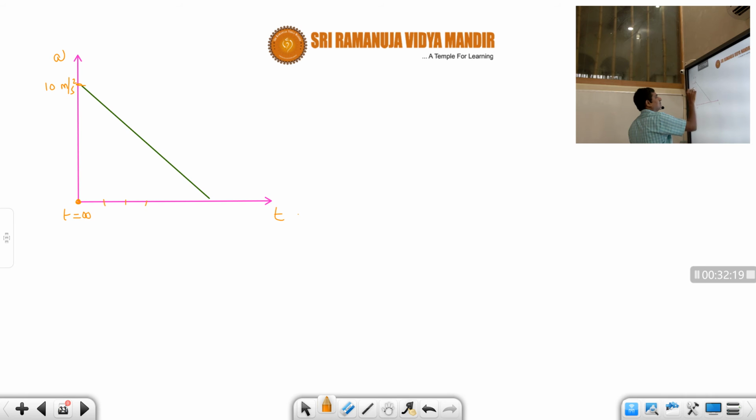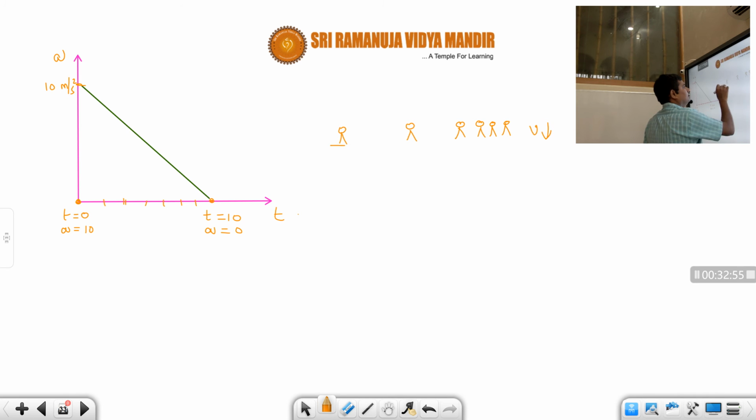The acceleration is decreasing. At time t equal to, let's say, 10 seconds, its acceleration is 0. Correct? But now, students, many of the students will think that at time t equal to 0 the acceleration is more, suppose 10 meter per second square, and at time t equal to 10 seconds acceleration is 0. So most of the students will think the speed of the body decreases like this, because acceleration is decreasing.